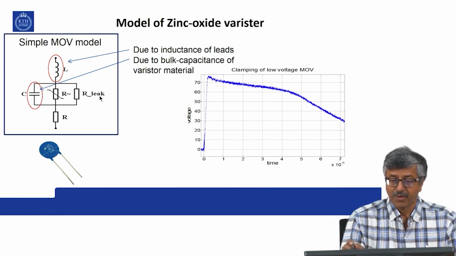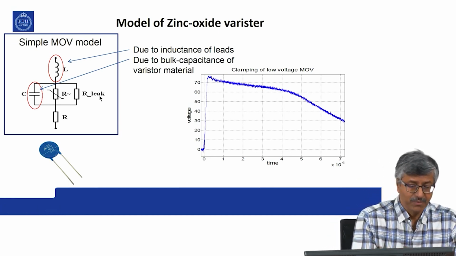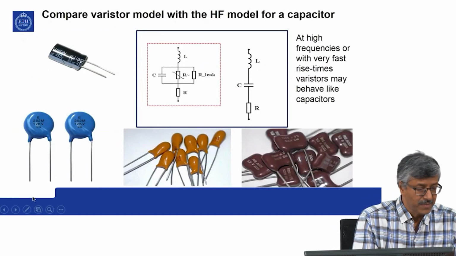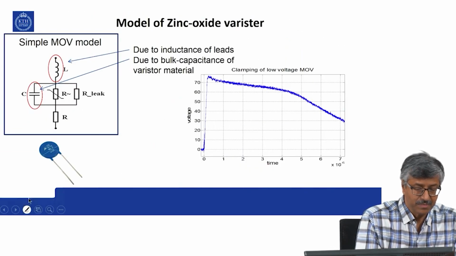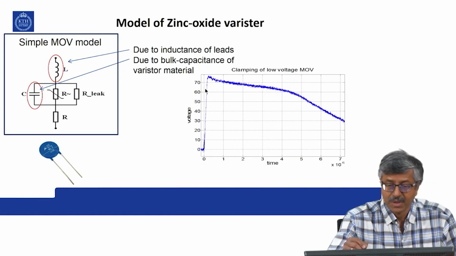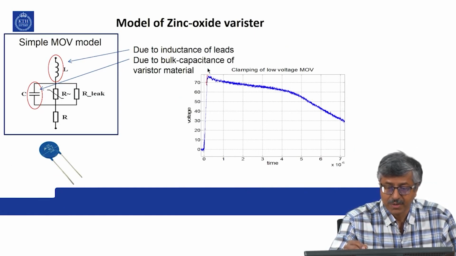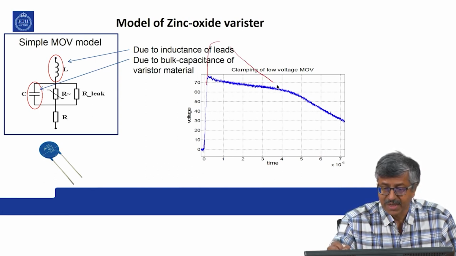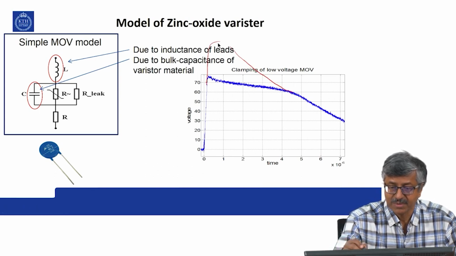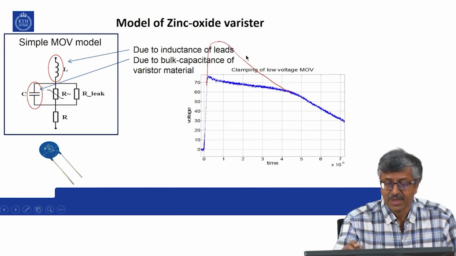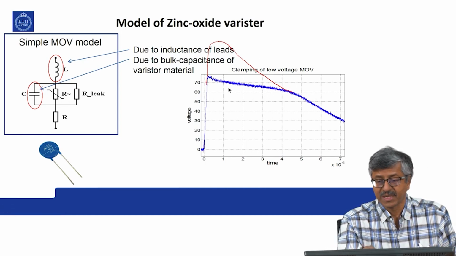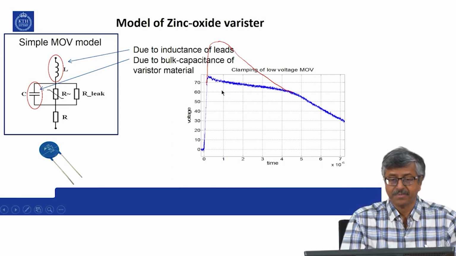So, this is the clamping voltage. The actual voltage would have been like this. It would have been going like this and coming like that, or something like this. So, it is getting clamped and reduced.